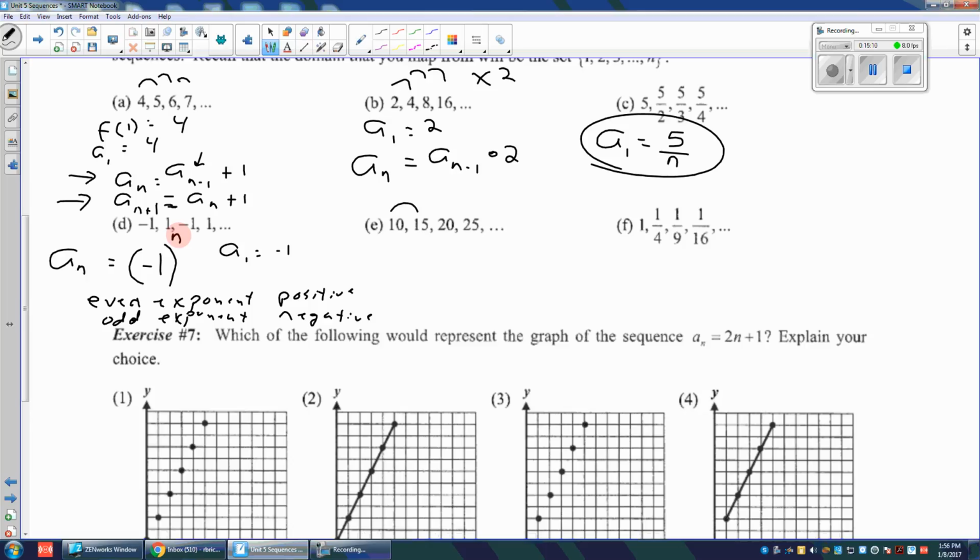10 to 15, 15 to 20, 20 to 25. First, it might look like you're multiplying, but then you realize, oh, nope. The first number is 10, and my number is the previous number plus 5.